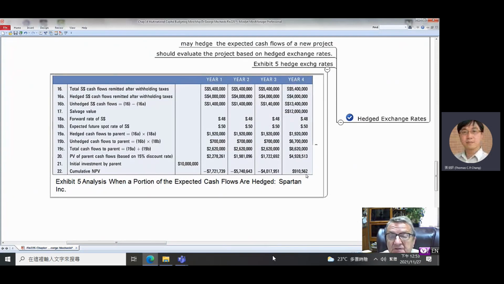In year four, it dropped down considerably, right? Analysis when a portion of expected cash flow is hedged. The hedging is I'm just protecting in case it didn't make it there. So if it went the wrong way, I'm always protected. So remember, I want to make a profit, a nice profit. I want to make a considerable profit.